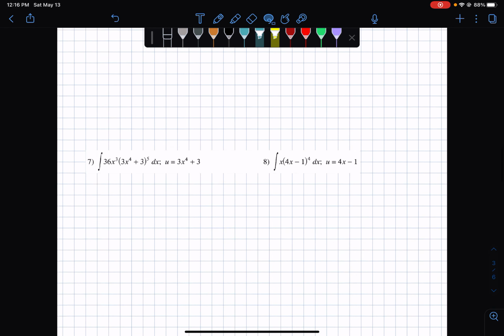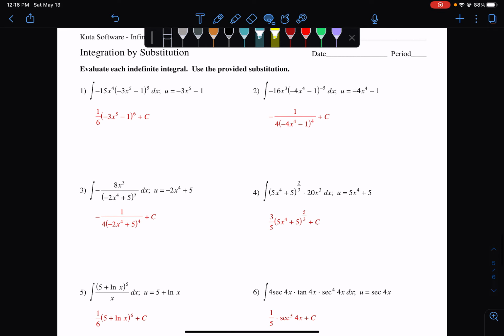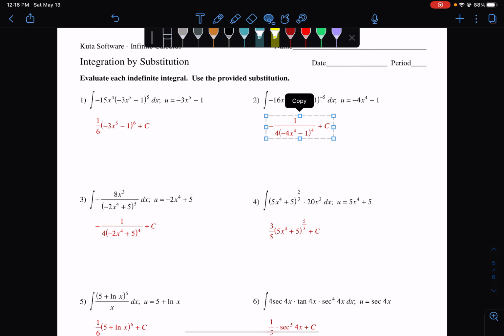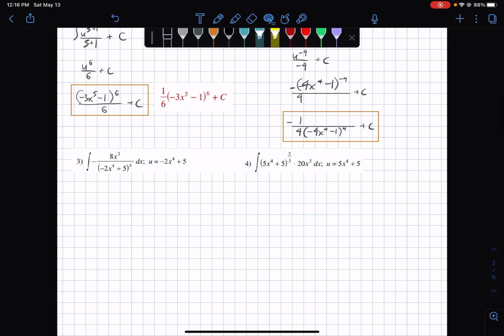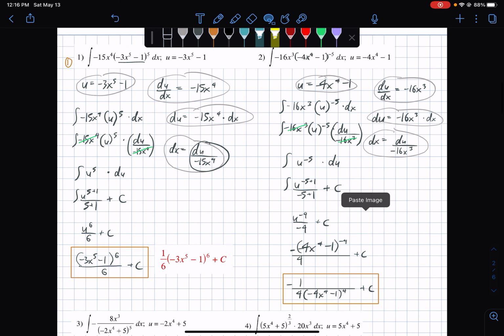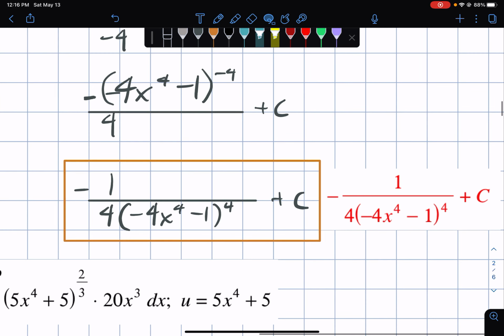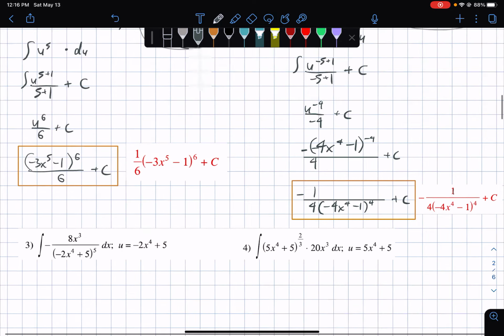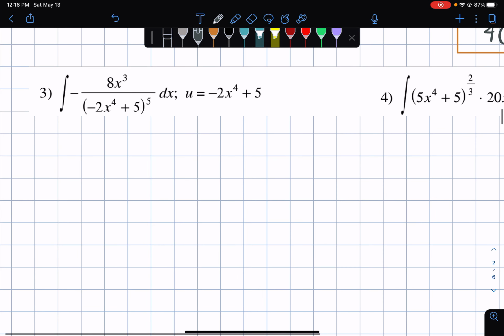Let's check the answer. Okay, so yeah, they brought it down. And plus c, that's it. Yeah, read the same. Number 3, u is equal to this one. That's this one.